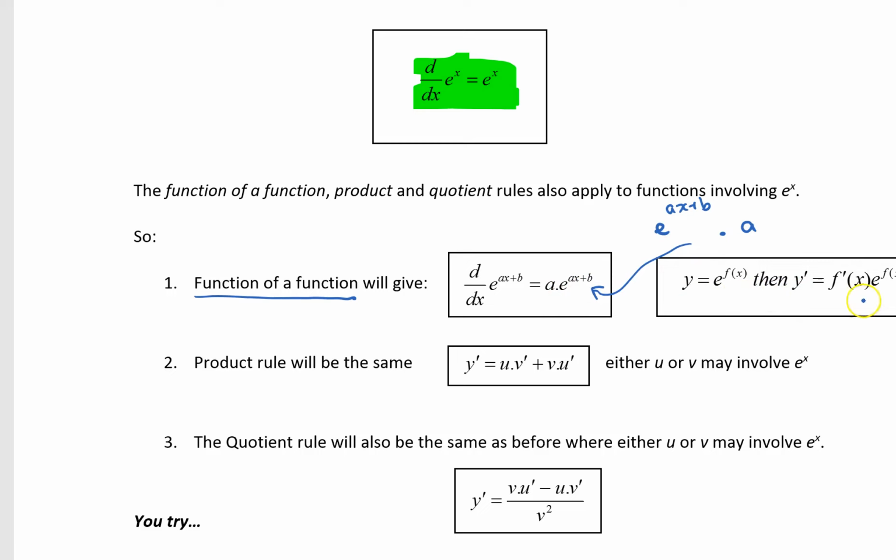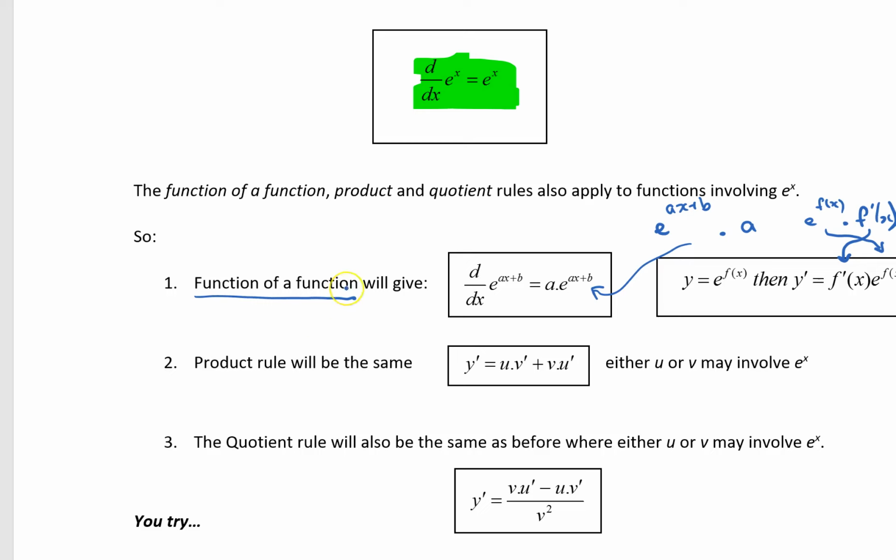This is in more generalised form. E to the function in x, then if y is that, then y dash, differentiating with respect to x, is, you'll see me write it as e to the function in x times f dash x. And then I will take this and put it at the front. So that's what's actually happened underneath. So that f dash x just got taken, placed at the front, times the original function. So that rule still applies and must be followed.